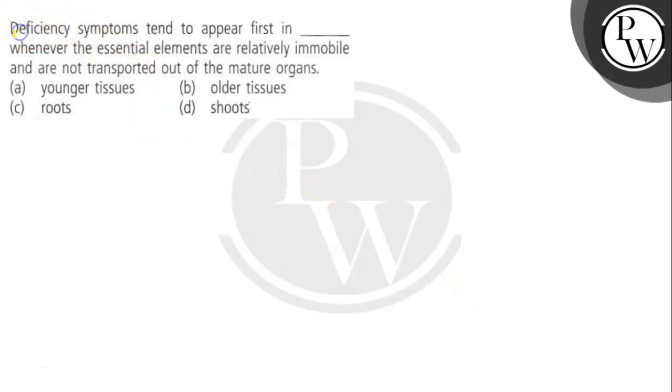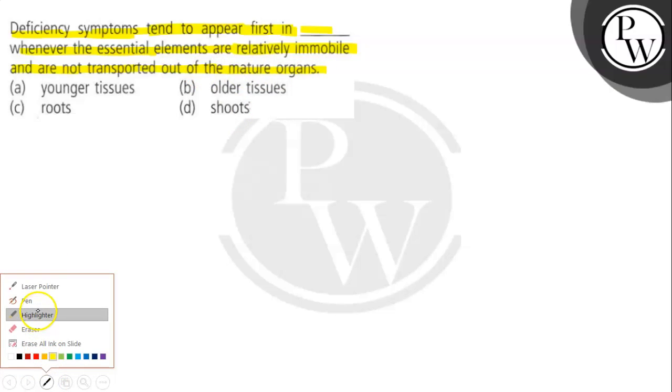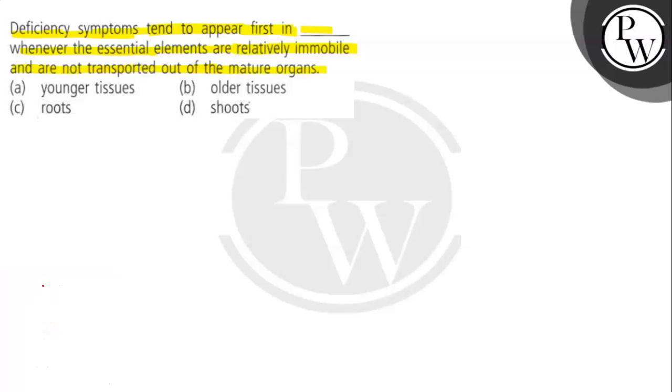The question says here, the deficiency symptoms tend to appear first in dash whenever the essential elements are relatively immobile and are not transported out of the mature organs. So first of all, the deficiency symptoms tend to appear first in which of the organs? The deficiency symptoms tend to appear first in the younger tissue.